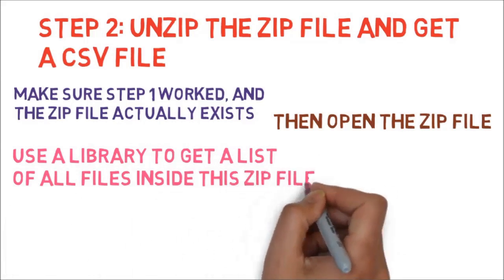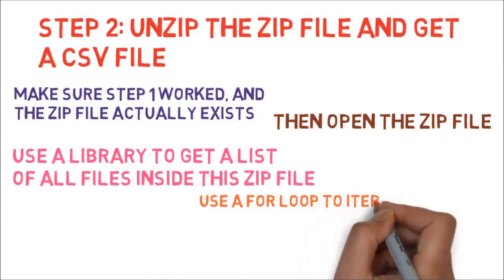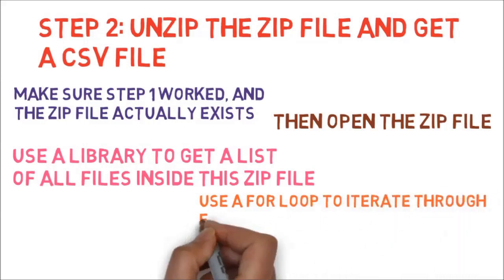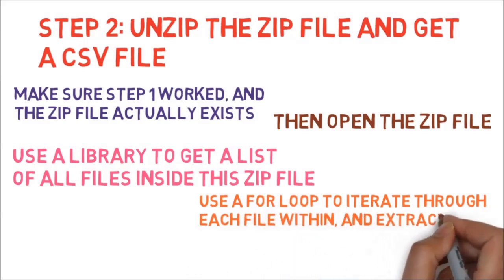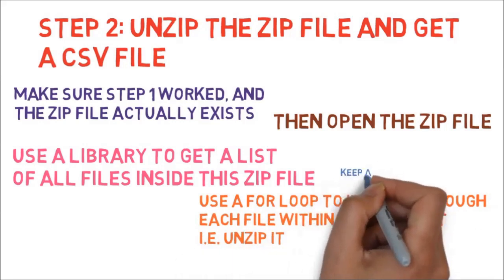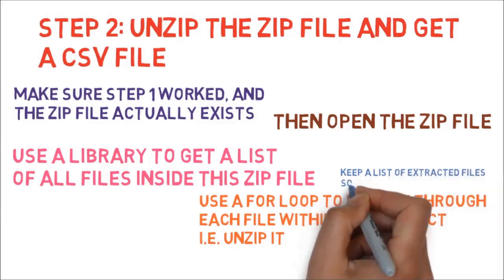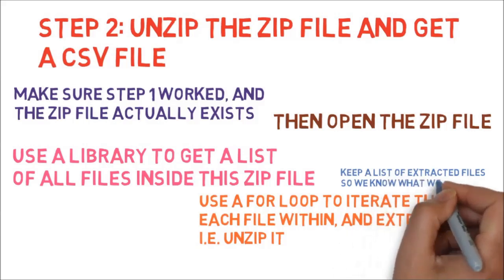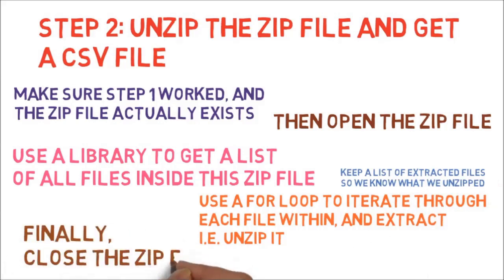Then we'll use a library to get a list of all the files inside the zip file. We'll use a for loop to do so. This is like pouring out of the barrel. So we'll use a for loop to iterate through each file and extract it. We'll keep track of the list of files that we have unzipped in a list so that we'll know which are the files that we have extracted from within the zip file. Now, at the end of all of this, you have to remember to close the zip file. You have to close the barrel once you are done with it. Otherwise, the contents of the barrel can get contaminated.